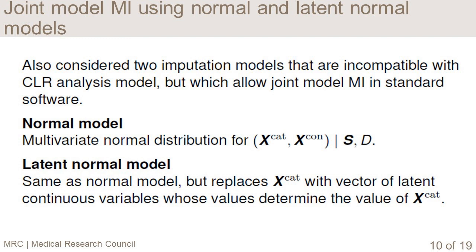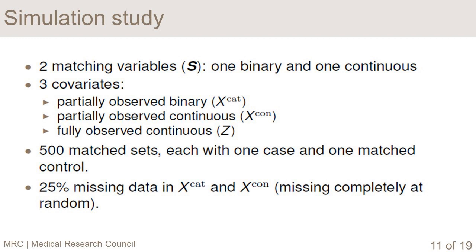So now I'm going to present some of the results from the simulation study. Each of 1,000 simulated data sets was generated from the RGL model. We had 2 matching variables and 3 covariates, 2 of them continuous, 1 binary, and of those 3, 2 were partially observed. I'm going to show you the results when we have 500 matched data sets, each of which just contained 1 control, and we have 25% missing data in each of the 2 partially observed variables.